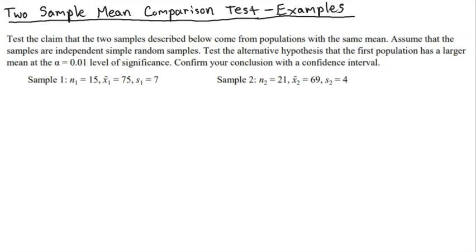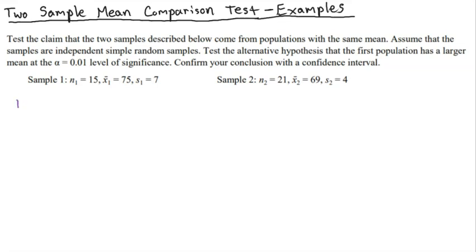That would be the null hypothesis. Assume that the samples are independent, simple random samples. Test the alternative hypothesis that the first population, this one, which is associated with mu1, while this one is associated with mu2, has a larger mean at the alpha equals 0.01 level of significance. Then confirm your conclusion with a confidence interval.